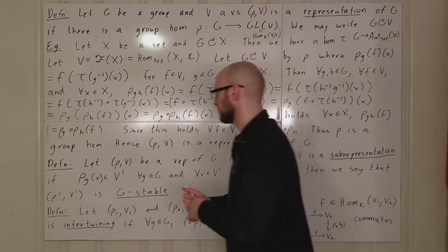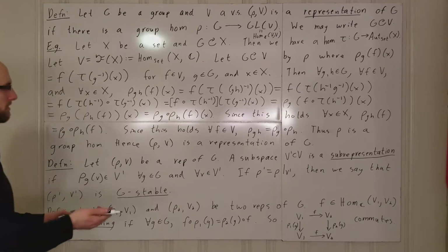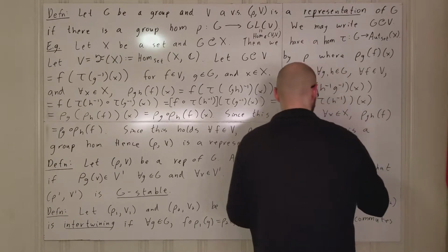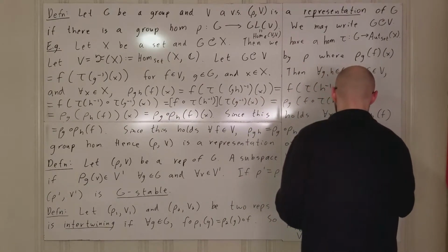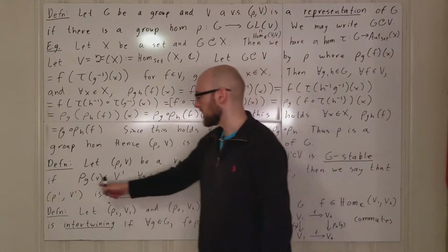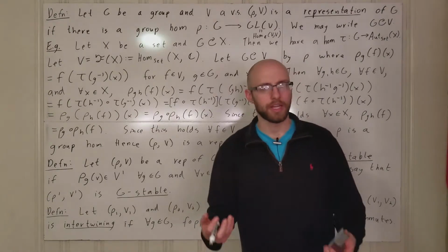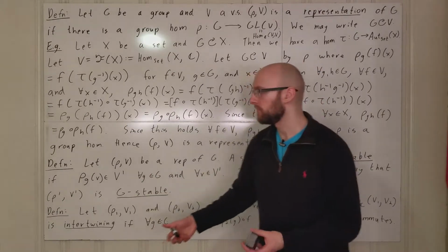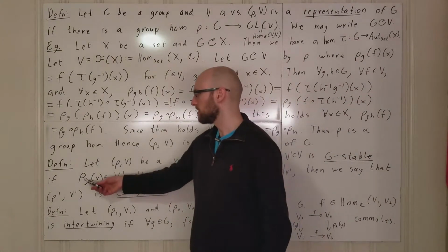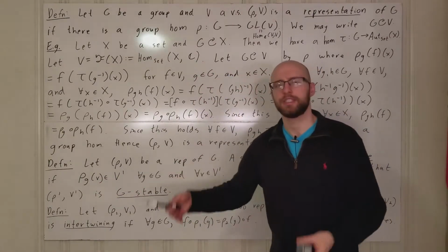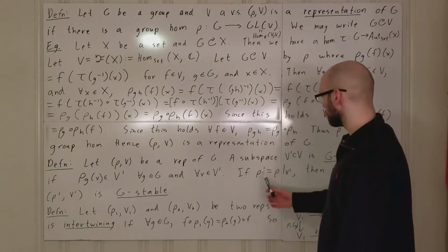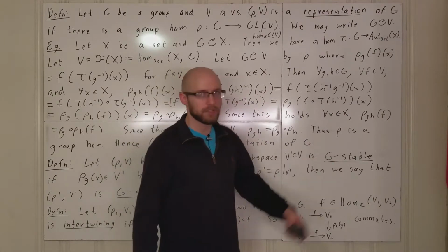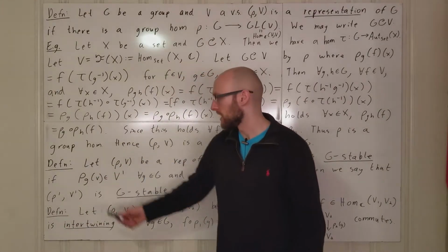I actually have this backwards, because it's really the subspace itself which is G stable, which sort of makes sense, because what this says is that if you take rho sub G and evaluate it at anything in V prime, then you're going to stay in V prime. And so there's sort of this stability once you're in V prime, and hence this is why we call it G stable. And the G, of course, refers to the fact that we're evaluating rho at G.